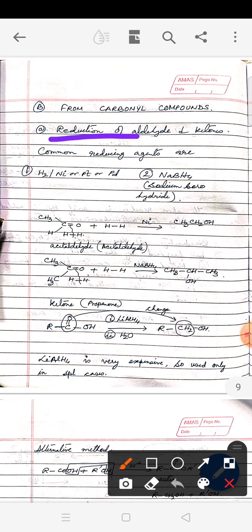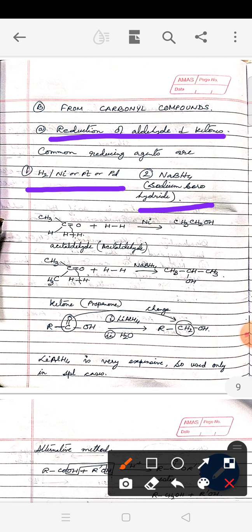The first method is reduction of aldehydes and ketones. Here the commonly used reducing agents are hydrogen in presence of any of the catalysts such as nickel, platinum or palladium, or you may have sodium borohydride. During this reaction, it is simply addition of hydrogen across the carbon-oxygen double bond. The number of carbons in the reactant as well as in the product remains the same. What you need to remember is aldehydes will give you primary alcohol and ketones will give you secondary alcohol. This method will not be able to give you tertiary alcohol.